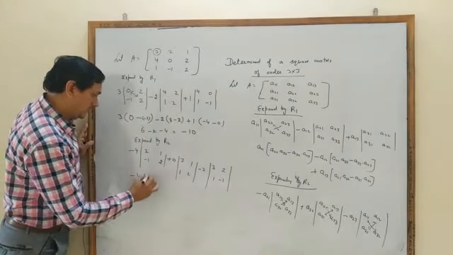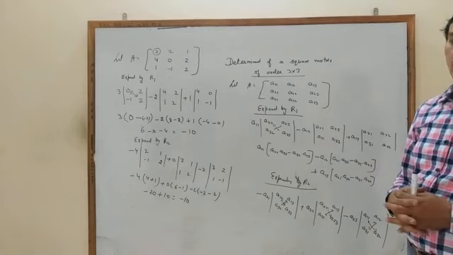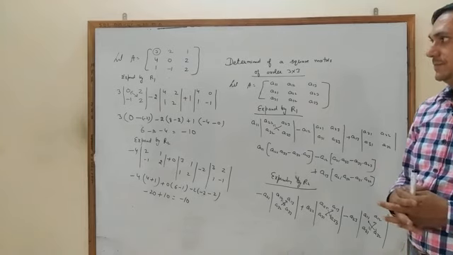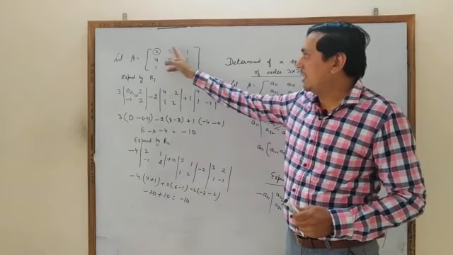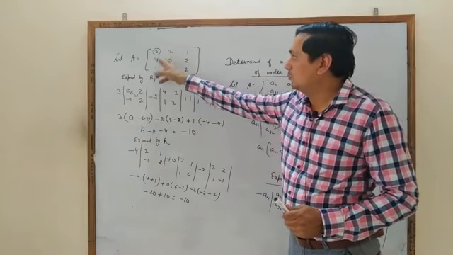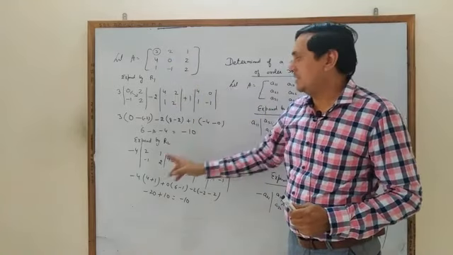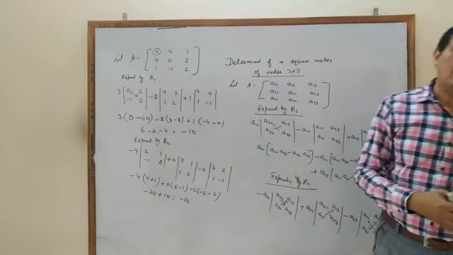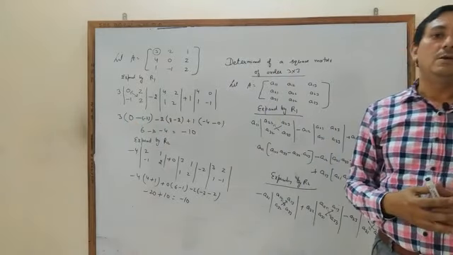The result will not vary. We can use any of the methods, that is by expanding by R1, R2 or R3, or column 1, column 2 or column 3. When you use R2 or C2, start with a negative sign. Otherwise you have to always start with a positive sign.